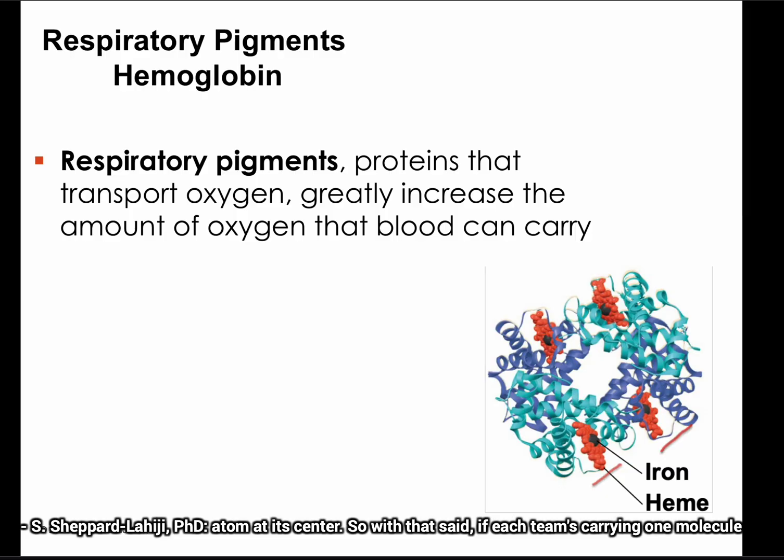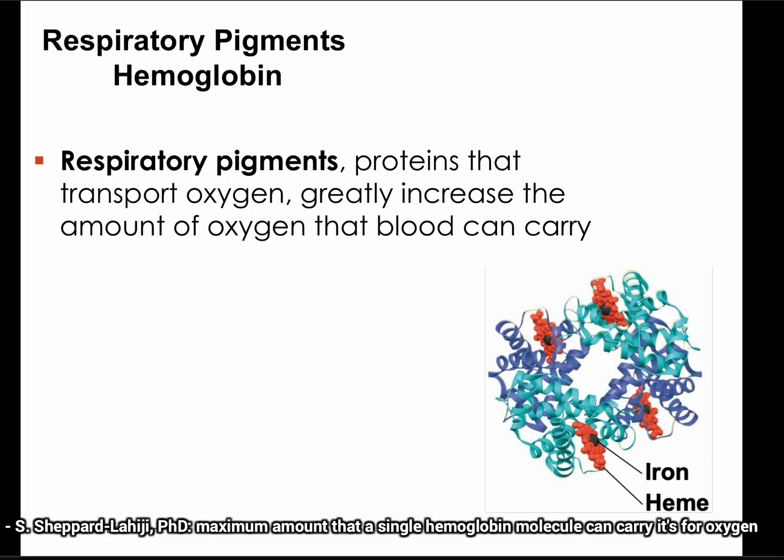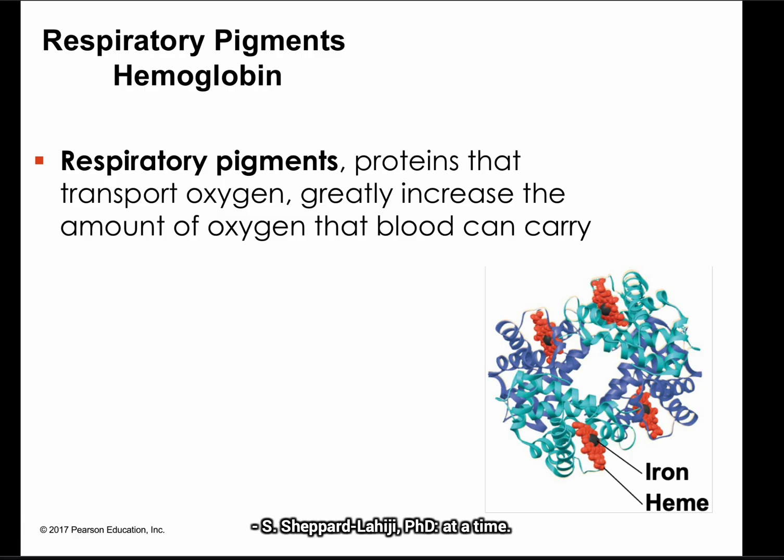So, with that said, if each heme is carrying 1 molecule of oxygen, a hemoglobin molecule can carry up to 4 oxygen. So, the maximum amount that a single hemoglobin molecule can carry is 4 oxygen at a time.